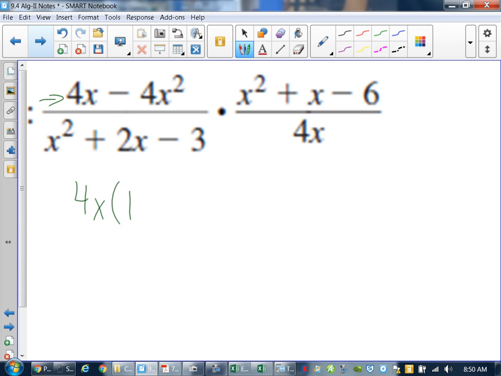So you have 1 minus x. You okay with that? Okay. Denominator. x squared, what times what is negative 3, add together to get 2? And I continue on.